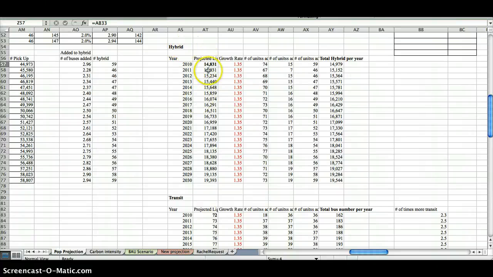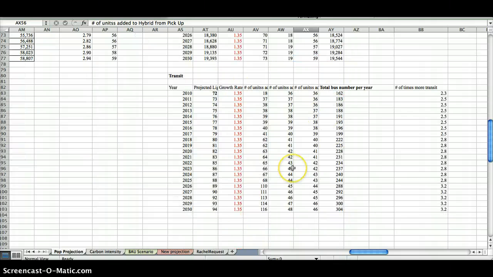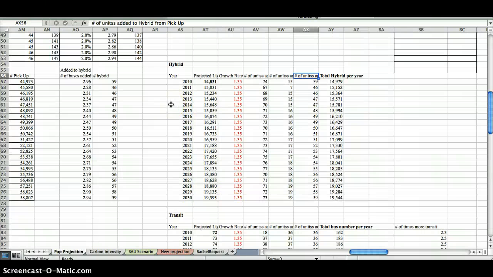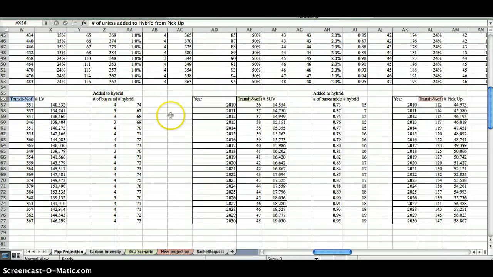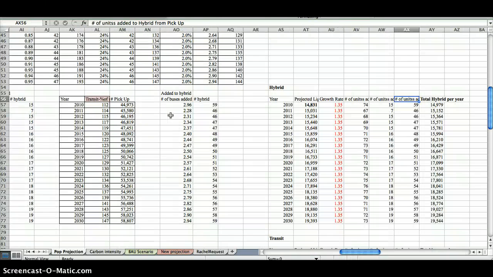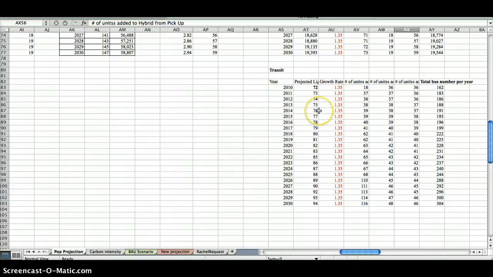I did the same for each one of these, and then I put it in this table: the number of hybrids projected for this growth rate, and the units added from light duty vehicles, SUVs, and pickups. So we get a new number of hybrids, and the same thing for transit. I project transit to 2030, and I add the numbers for each one of the categories that we are going to move to make our CO2 reductions.